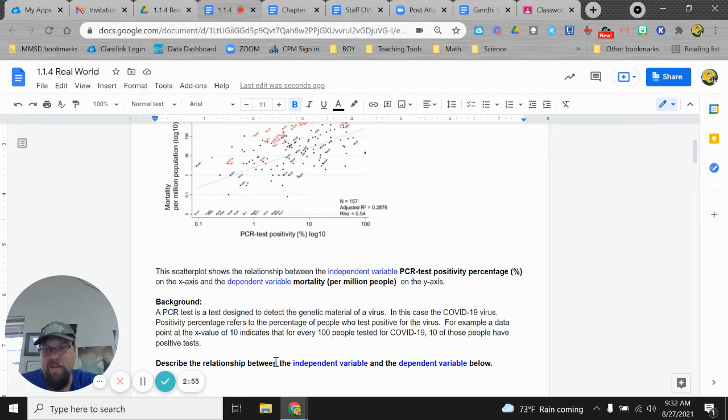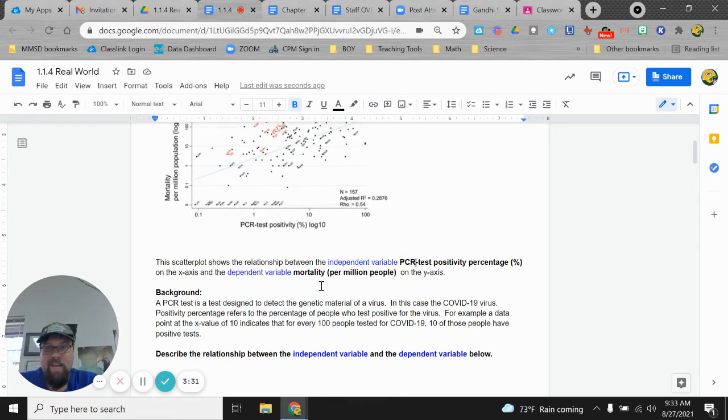Here's a little background on this. You're like, what PCR test? What are you talking about? A PCR test is a test designed to detect the genetic material of a virus, in this case the COVID-19 virus. Positivity percentage refers to the percentage of people who test positive for the virus. For example, a data point at the X value of 10 indicates that for every 100 people tested for COVID-19, 10 of those people have positive tests. Over here, 100% means if 100 people are tested, 100 of those people test positive. This would be a pretty high positivity rate.